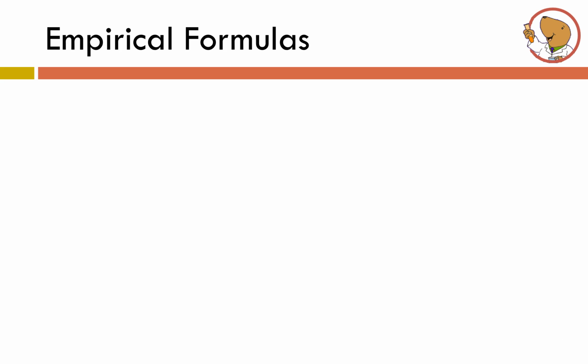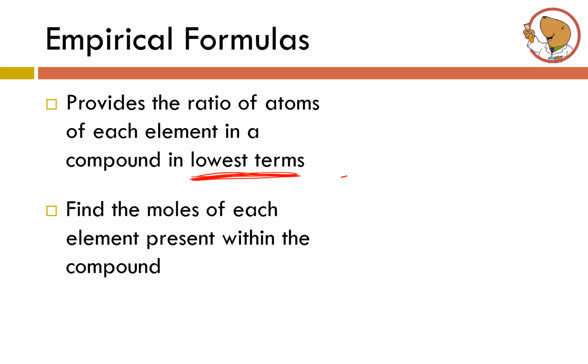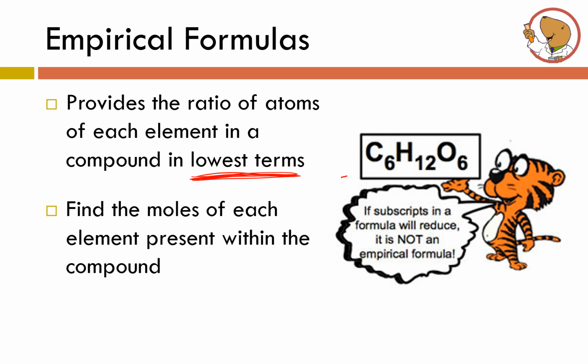Empirical formulas. Let's get some terminology out of the way first. An empirical formula provides the ratio of atoms of each element in a compound in lowest terms. It's really the key here, lowest or simplest terms. We can find the moles of each element present within the compound based on our percent composition by mass data or our combustion analysis data, and we can work backwards to get the empirical formula.